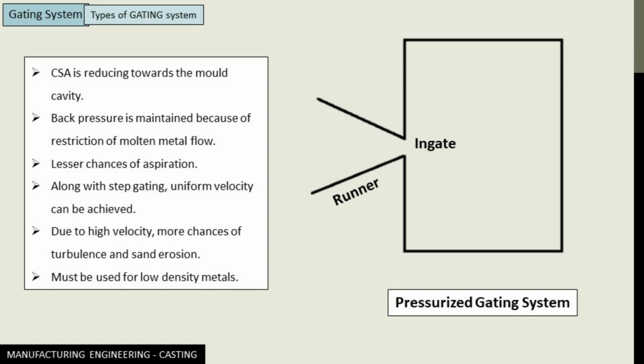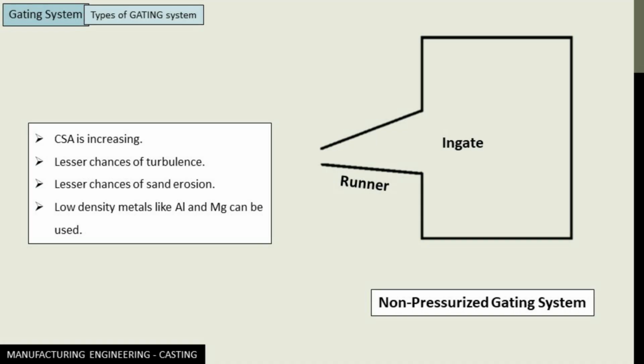And last but not the least is the non-pressurized gating system, in which the runner takes the shape of a diverger, or basically a diffuser, and hence the molten metal enters the cavity with lesser velocity. The cross-sectional area is increasing as you can see here. There would be lesser chance of turbulence and lesser chance of sand erosion. And this kind of gating system is most suitable for low density metals like aluminum and magnesium.